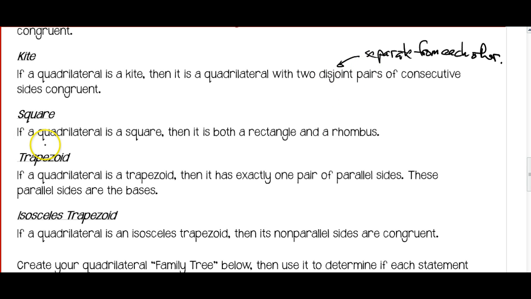Then we have a square. If a quadrilateral is a square, then it is both a rectangle and a rhombus. So if it's a rectangle and a rhombus, of course it has to be a parallelogram as well.